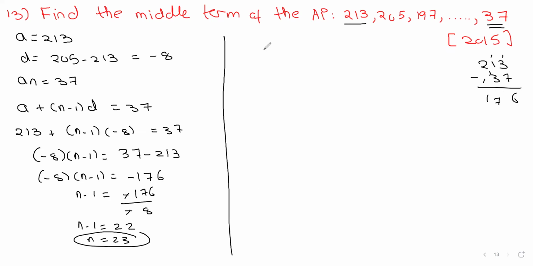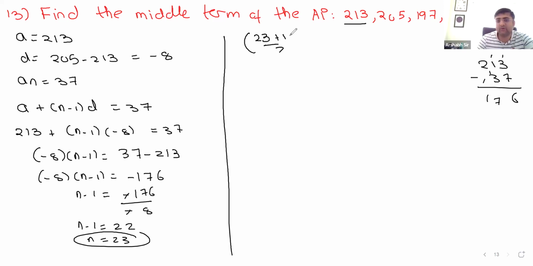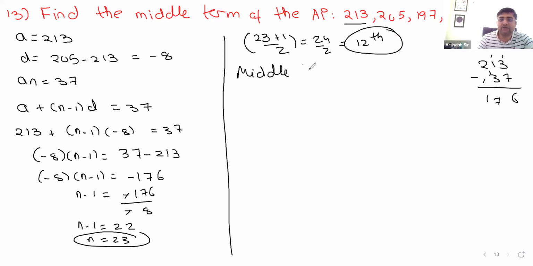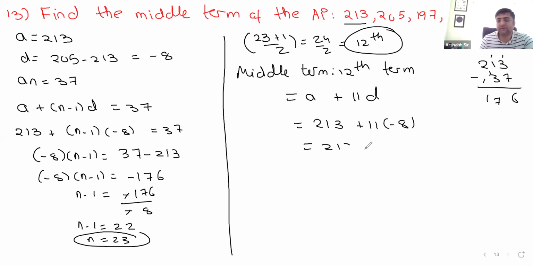Now if there are 23 terms, what is the middle term? What is the median term? N plus 1 by 2. Very good. Shabash. So the middle term, if n is odd, is n plus 1 by 2, that is 24 by 2. That is the 12th term. So the 12th term is the middle term. So the middle term is basically the 12th term, which is nothing but a plus 11d. That is 213 plus 11 into minus 8. That is 213 minus 88.